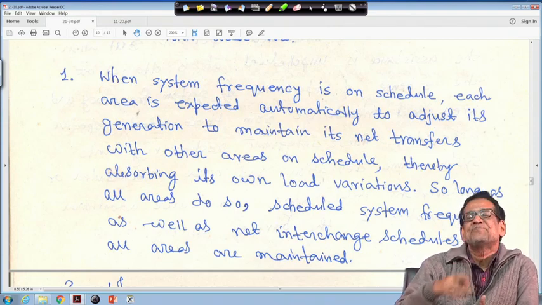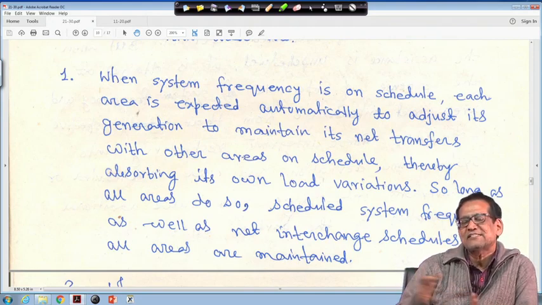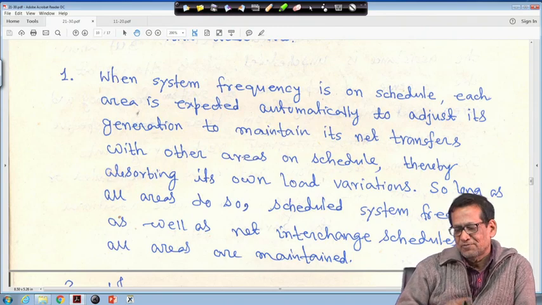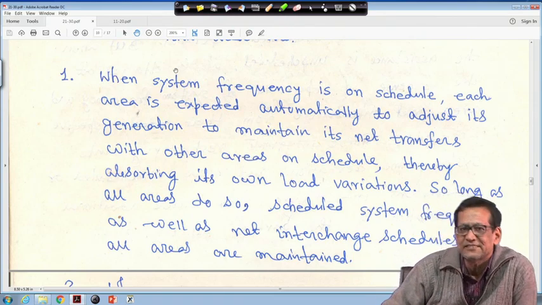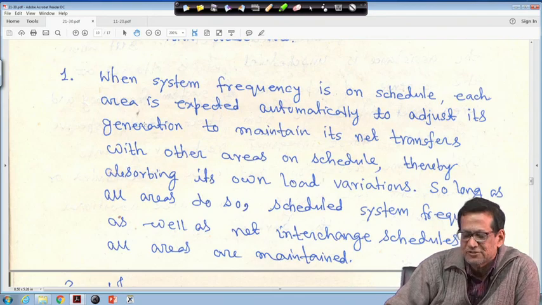Suppose area A has a load change. It is expected that area A's power system generating units will absorb its own load variation, such that frequency will be maintained at its schedule value, as well as the interchange power. Of course, there will be a little transient imbalance, but ultimately it will achieve its objective.